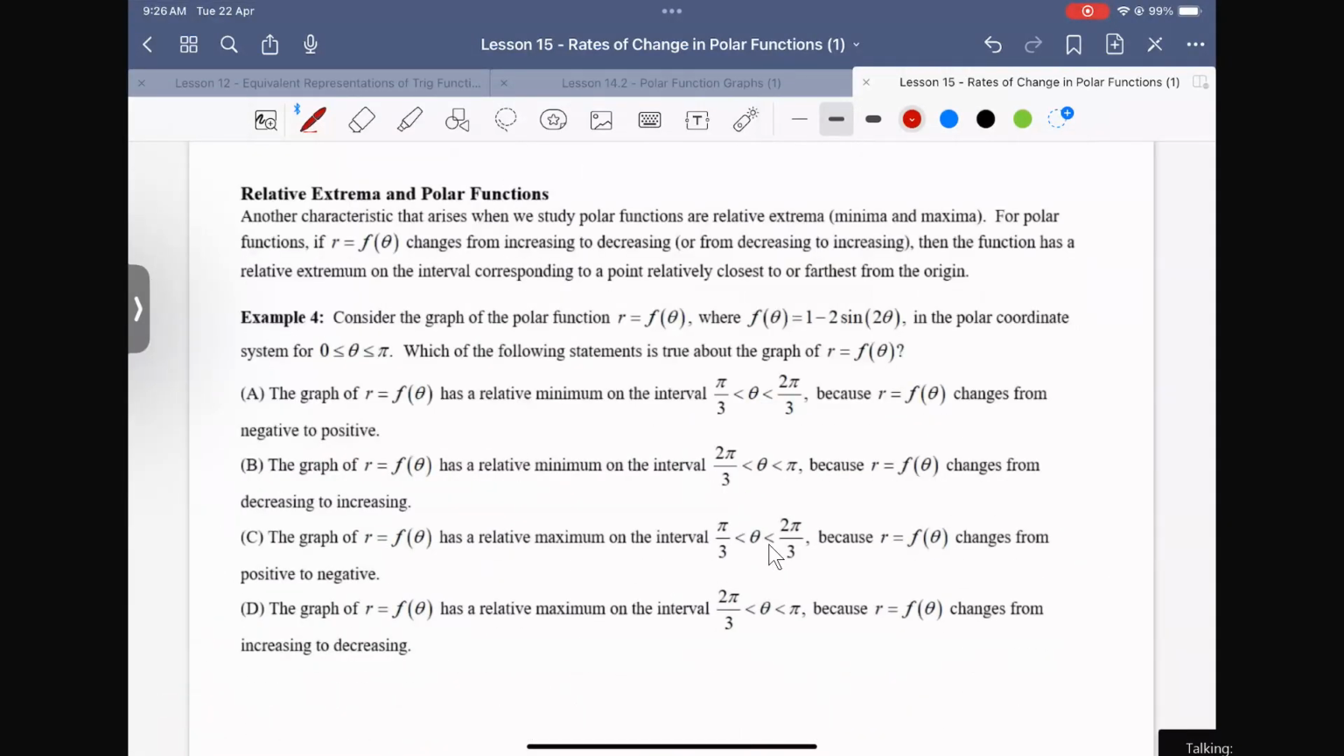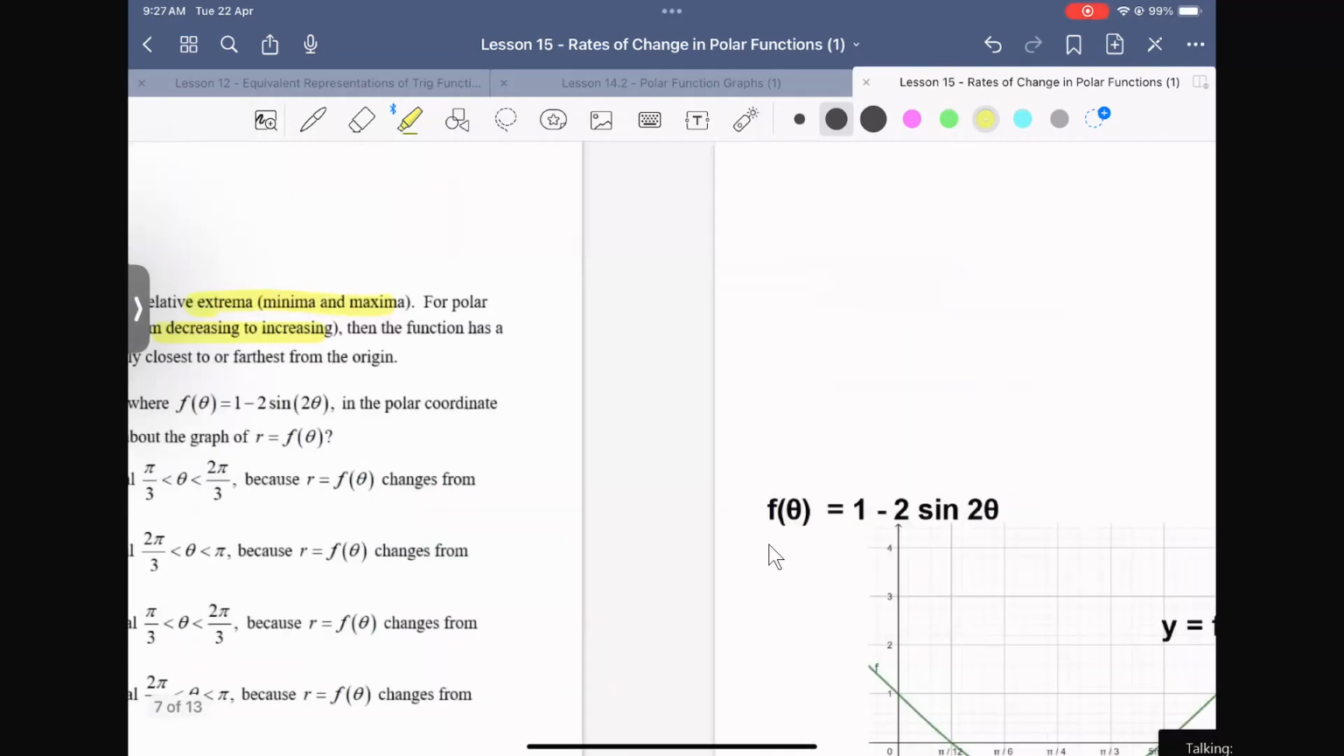Okay, so relative extrema. Now, relative extrema means we've got a maximum point or a minimum point on the graph. So relative extrema are going to occur. So maximum and minimum, these are going to occur when the rate of change changes from increasing to decreasing or from decreasing to increasing. What is it talking about? Let me have a little look here.